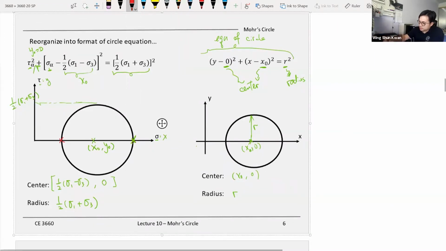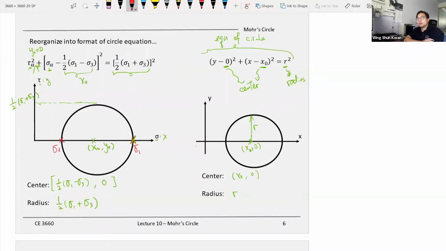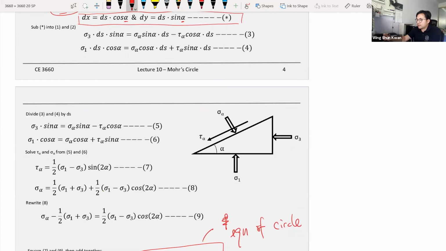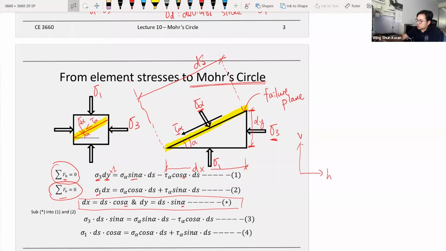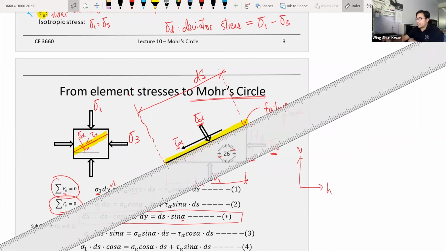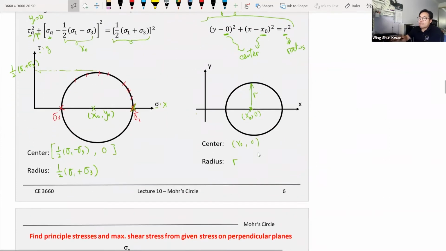So this point here is sigma 1, and likewise this point here is sigma 3. And sigma alpha: the equation of sigma alpha is any point on the circles. So sigma alpha is more than one value. It depends on the angle. Sigma alpha means the stress on any shear plane. If you have a different shear plane angle, then you have a different sigma alpha. So sigma alpha means any point on this circle with the orientation of a known alpha.